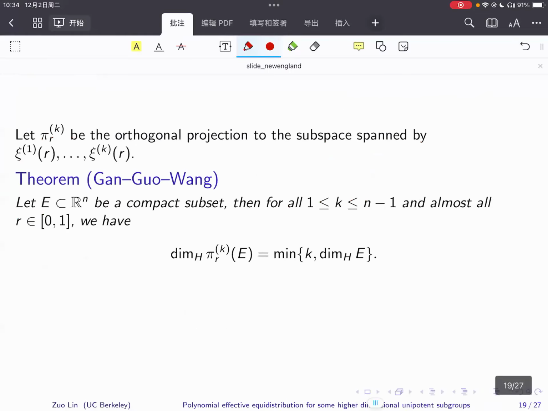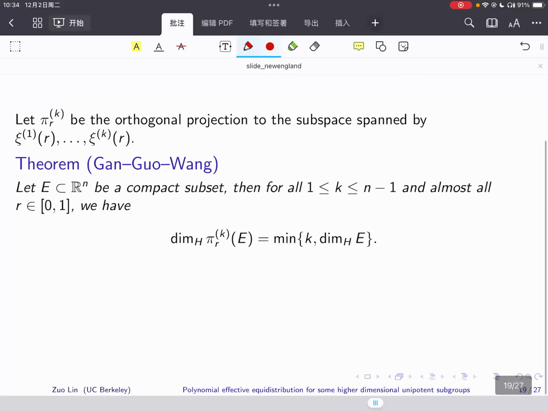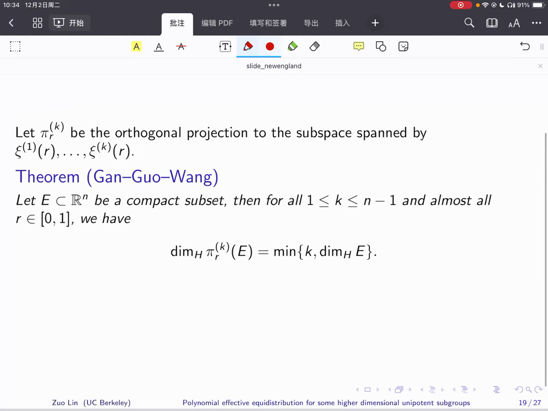But okay, in their paper, they utilize the following nice but very difficult projection theorem. This is a projection theorem proved by Gan, Guo, and Wang, and it says the following. For any compact set in n-dimensional space, you look at this type of projection.